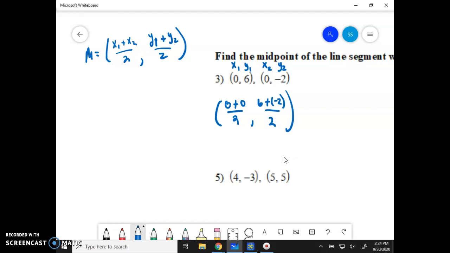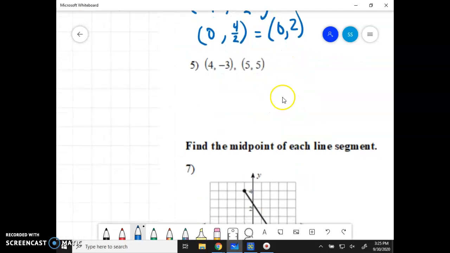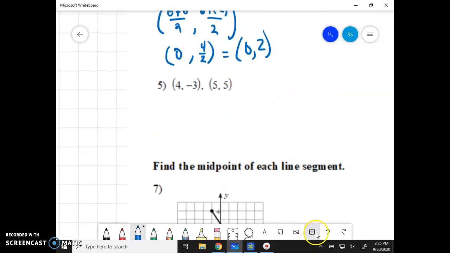Well, this is going to be 0 over 2. 0 divided by 2 is 0. That's easy. And 6 plus negative 2 is 4 over 2, which is just 4 divided by 2. So our final answer is going to be (0, 2). All right. Okay, same thing here.